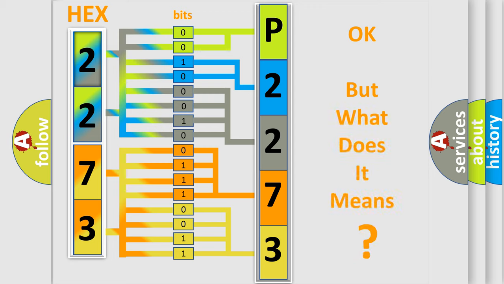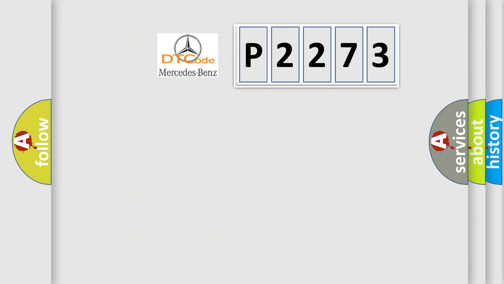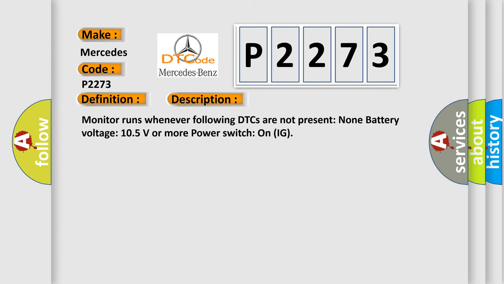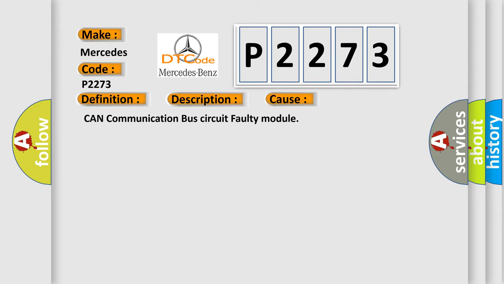The number itself does not make sense to us if we cannot assign information about what it actually expresses. So, what does the diagnostic trouble code P2273 interpret specifically for Mercedes car manufacturers? The basic definition is high-speed CAN communication bus. And now this is a short description of this DTC code. Monitor runs whenever the following DTCs are not present: none, battery voltage 10.5 volts or more, power switch on IG. This diagnostic error occurs most often in these cases: CAN communication bus circuit, faulty module.